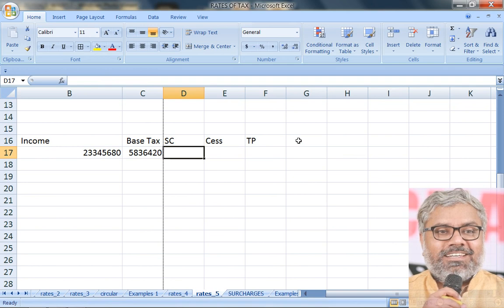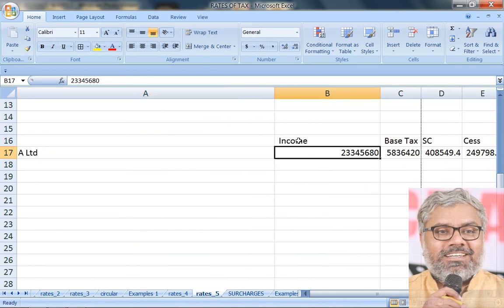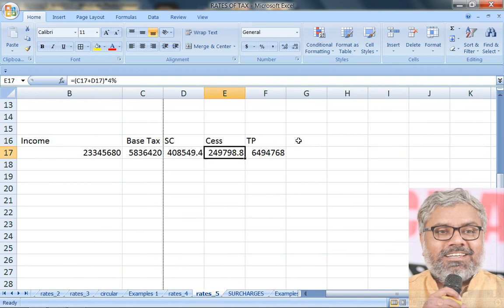Surcharge is 7%. If the income is not exceeding 10 crores, surcharge is 7% of tax payable. Cess is common. We first add these two, and on that, 4% is calculated as cess, and the tax payable is the total of all of this. After rounding it will be 64 lakhs 94,770. That is the tax payable by this company if it is a domestic company with a rate of 25%.